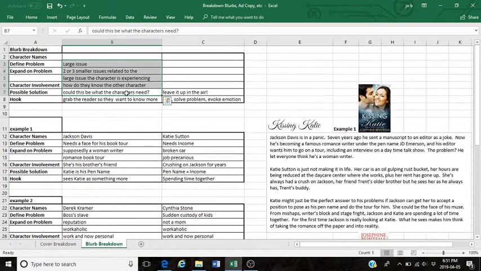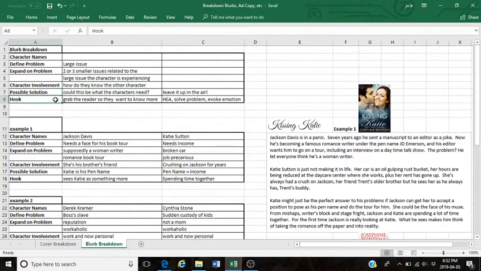So could it be what the characters need? And leave it up in the air. Don't say this is exactly how they're going to solve it. Unless, of course, you're doing nonfiction, in which case you might be talking about a person or about a specific thing. You want to define your problems and expand on your problems. You can skip your character involvement, unless it's specifically about a person, how they solved it. And then you want to say, this is how your reader is going to solve it.